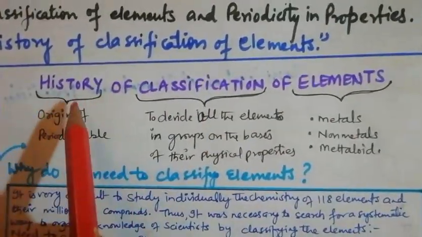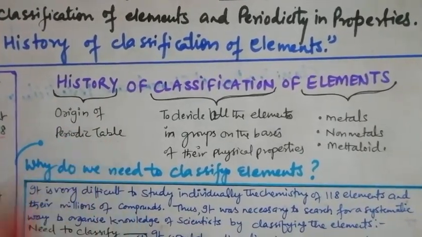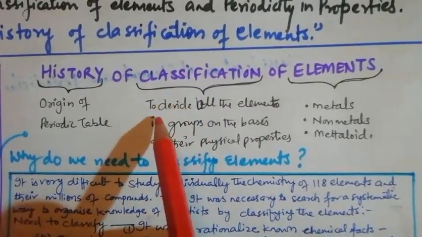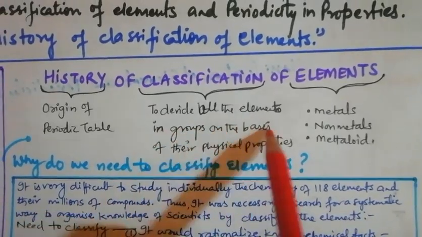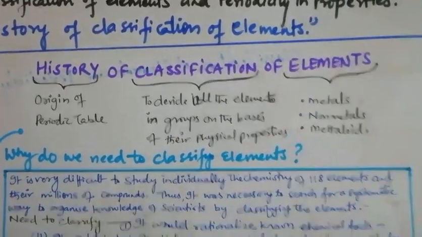So let's understand the history of classification of elements. History means its origin, from where the periodic table has its origin. And classification is to divide all the elements into groups on the basis of their physical properties, and elements are basically divided into metal, non-metal and metalloid.